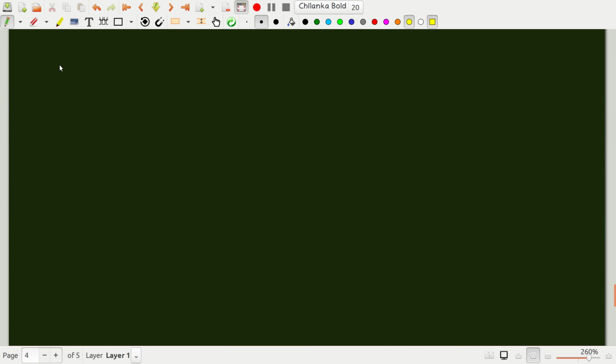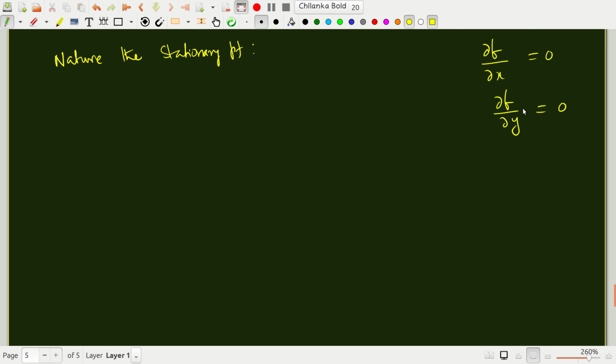Now what is the nature of the stationary point? We have just found the stationary point. The stationary point is found by setting partial f by partial x to 0 and partial f by partial y to 0. These are the two equations to be solved. If you solve these two equations, you will find the stationary points. There may be one, two, or many. But what about the nature? Is it a maximum or a minimum? How do we do this?